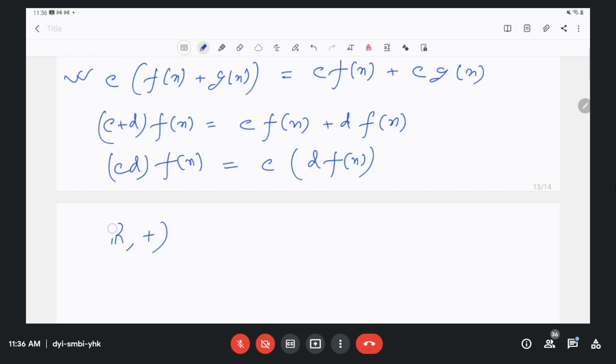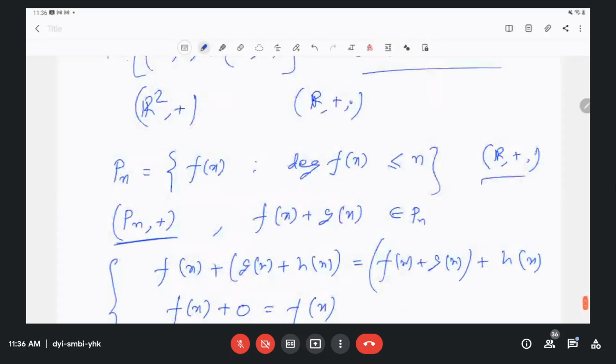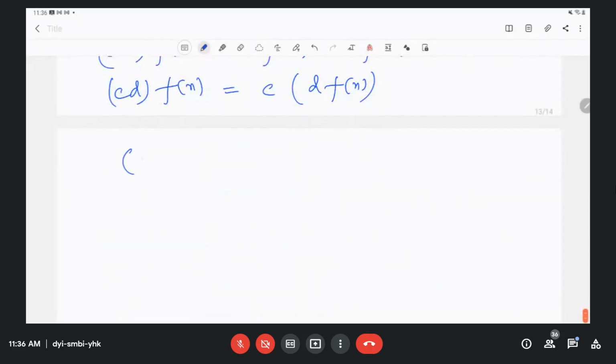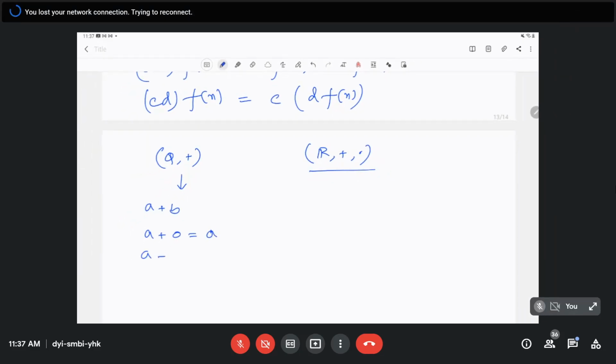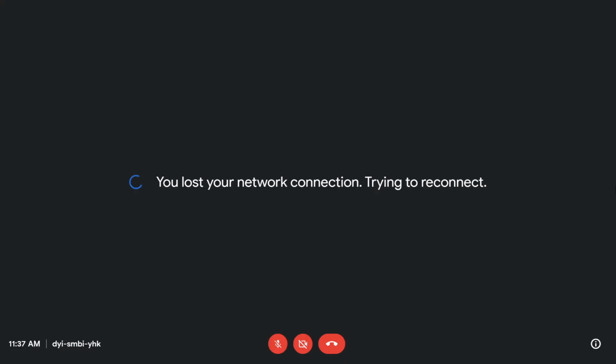With respect to which field? With respect to R plus dot. Now let's see, what about Q plus, is it a field with respect to this field? It is a vector space with respect to this field. Q plus is, obviously, an abelian group. Q is the rational numbers. With respect to ordinary addition, this is an abelian group because it satisfies closure, it satisfies associativity, it has a zero element, it has a negative element, and it is also commutative, okay.